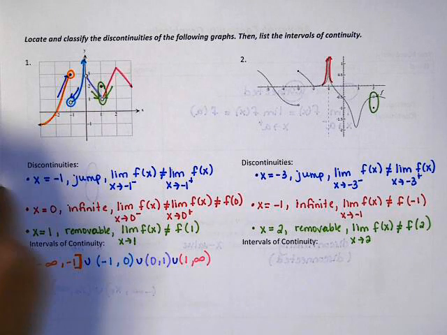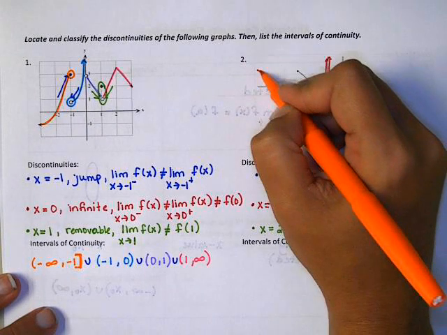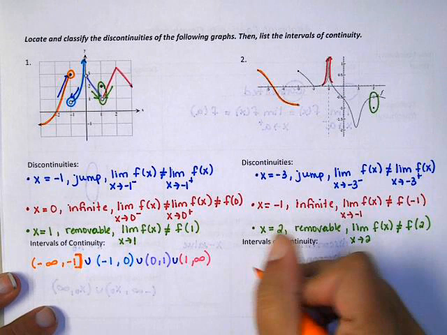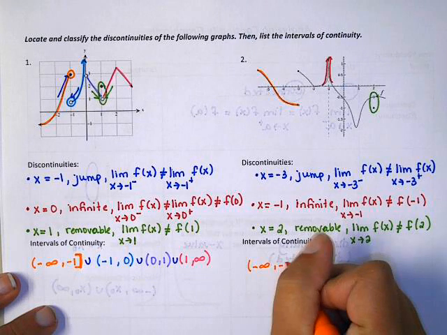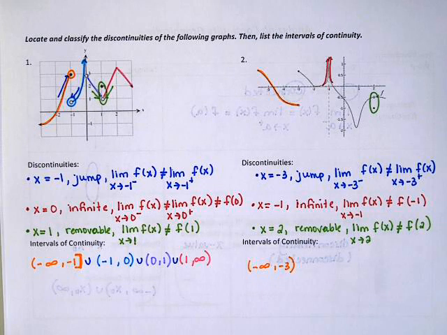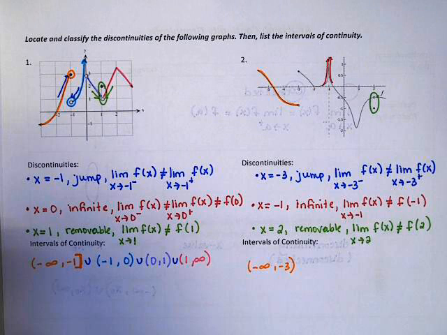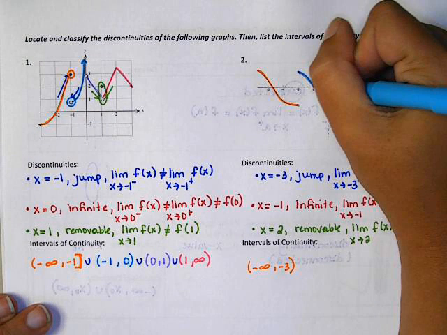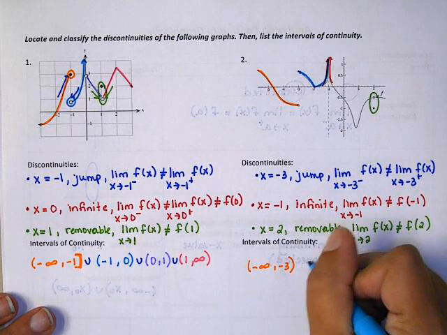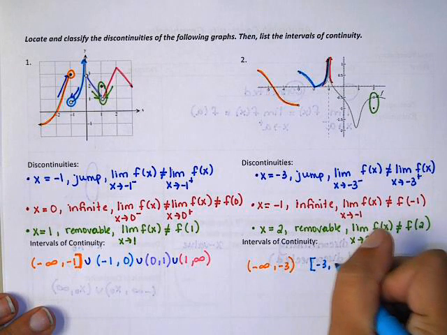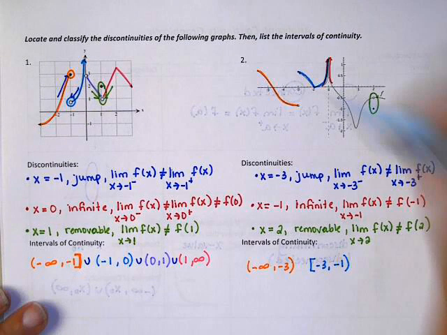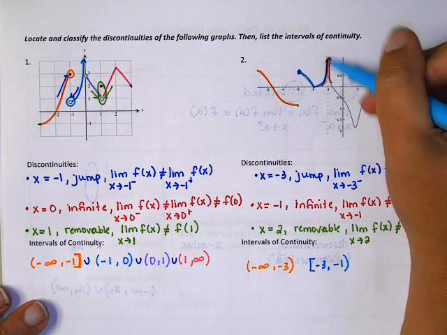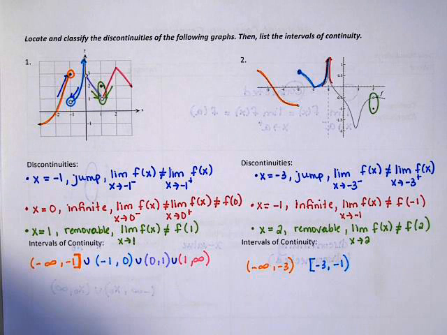If I now needed to list my intervals of continuity, I would be continuous from negative infinity to negative 3. And that's an open bracket on the negative 3 because that's an open circle. Then I would be continuous from negative 3 to negative 1. And I'm going to make it closed on the negative 3 and open on the negative 1 because this is a closed circle and this is an asymptote, so I'm never actually going to touch that number.